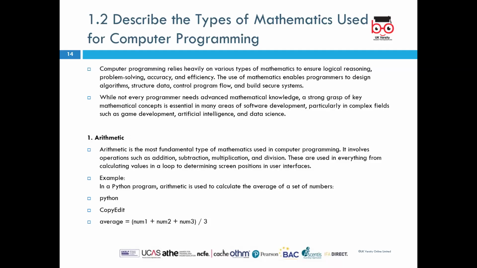An example of this could be in a Python program, where arithmetic is used to calculate the average of a set of numbers, and the code could look like this: average = (number1 + number2 + number3) / 3, which finds out the average. Number1, number2, and number3 here can also be known as variables.